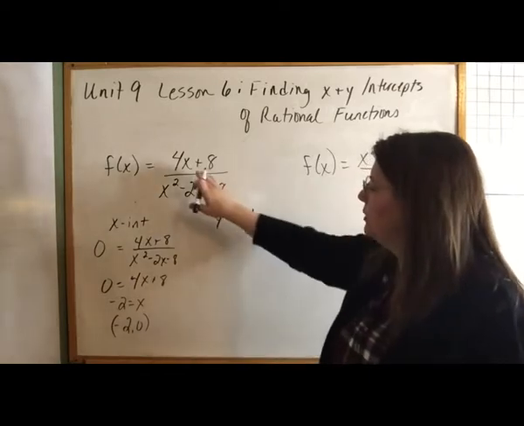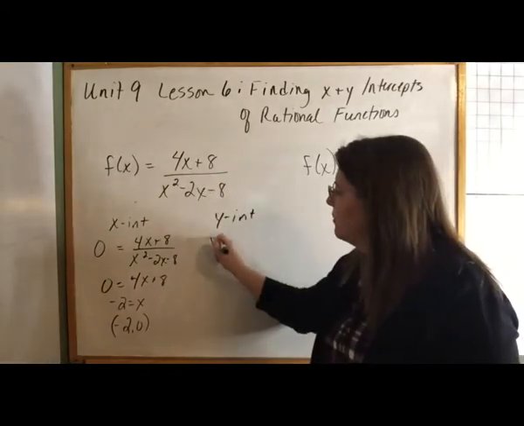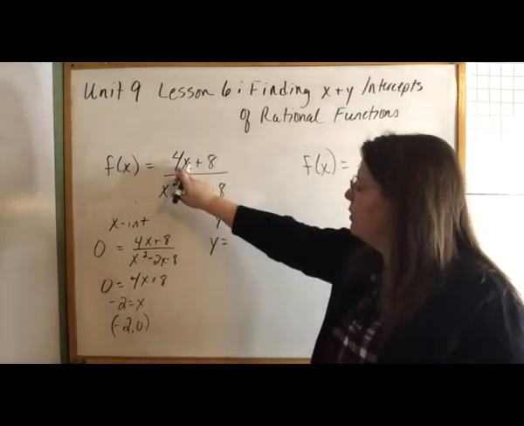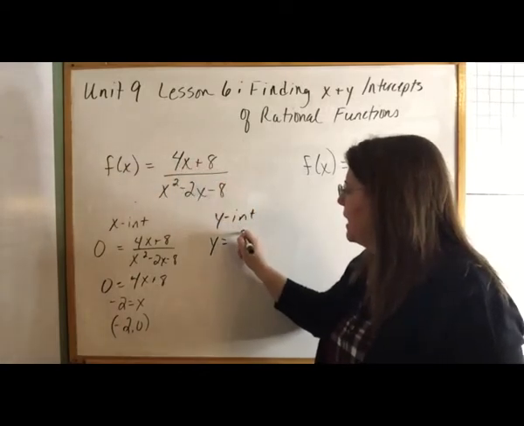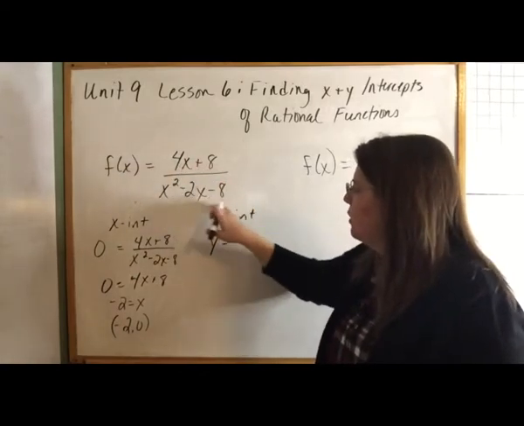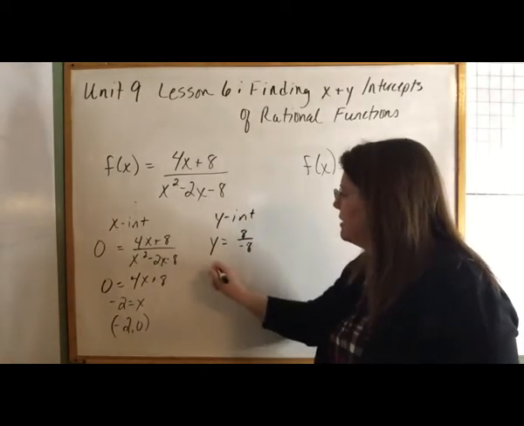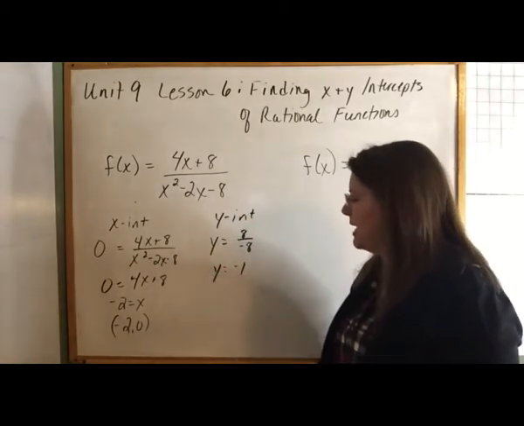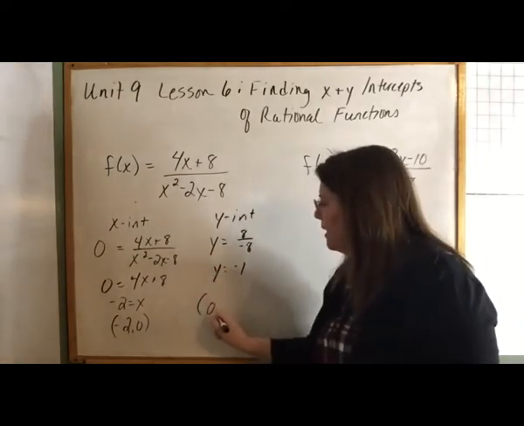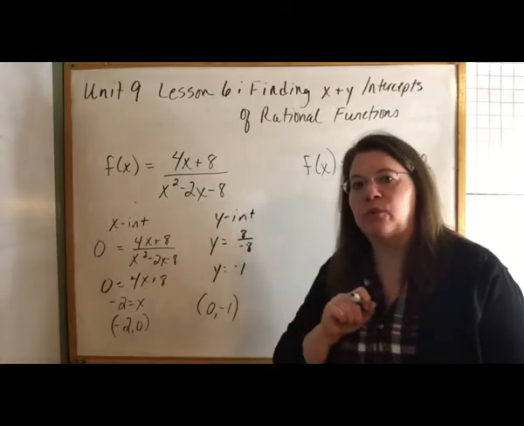For my y-intercept, I'm going to plug 0 in for all my x values. So 0 plus 8 gives me 8. 0 minus 8 gives me negative 8. So my y-intercept will be at negative 1, which is the ordered pair 0, negative 1.